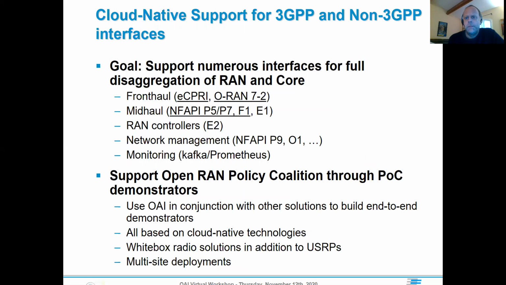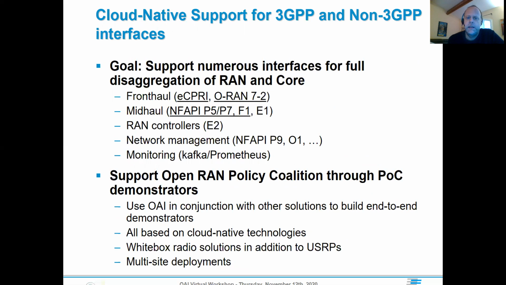Now, if I talk a bit about some of the interfaces, when we talk about cloud native support, we're also talking about RAN and core disaggregation. So we want to be able to support, in the context of our community, numerous interfaces so that we can have full disaggregation of the RAN and core. By this, we mean some of the front-haul interfaces, and today we are integrating EC-PRE and ORAN 7.2 solutions.